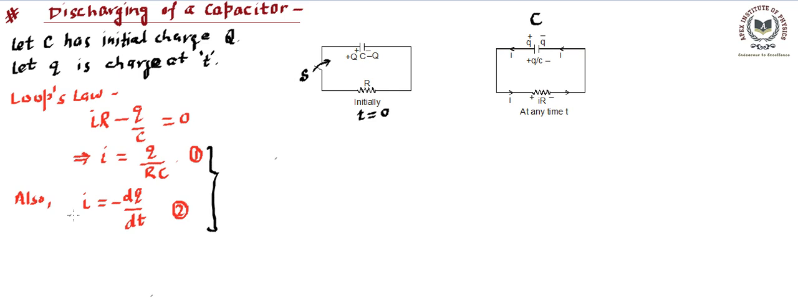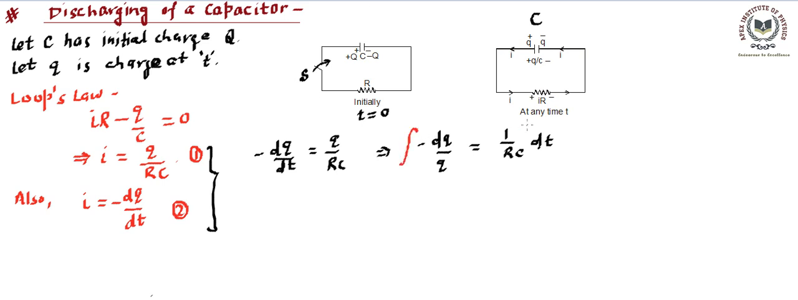So let's place the I value over here. It becomes minus dq by dt is equal to q upon RC. Further simplification will lead to minus dq upon q, that's a separation of variables, and on the right hand side you will find 1 upon RC into dt. In the next step we are going to integrate both sides. 1 upon RC being a constant, we can take it outside.